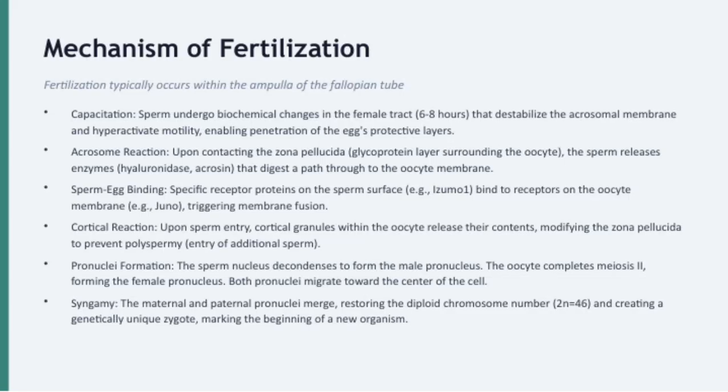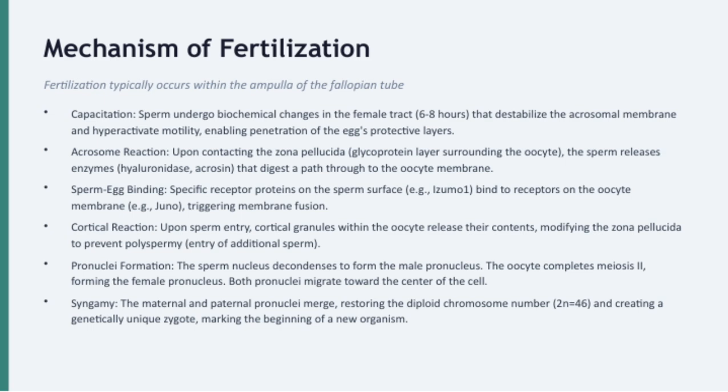Now, let's explore the fascinating process of fertilization. First, sperm undergo a process called capacitation, which happens in the female tract over about 6 to 8 hours. During this time, biochemical changes occur that destabilize the acrosomal membrane and hyperactivate the sperm's motility. This essentially prepares the sperm to penetrate the egg's protective layers.